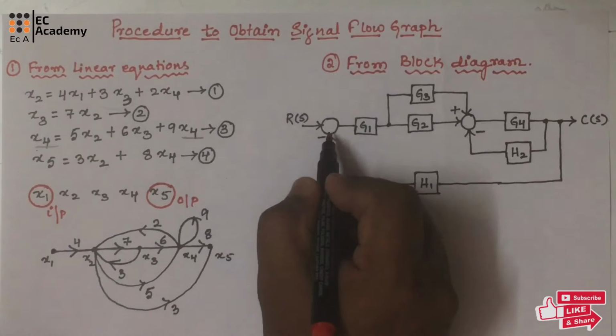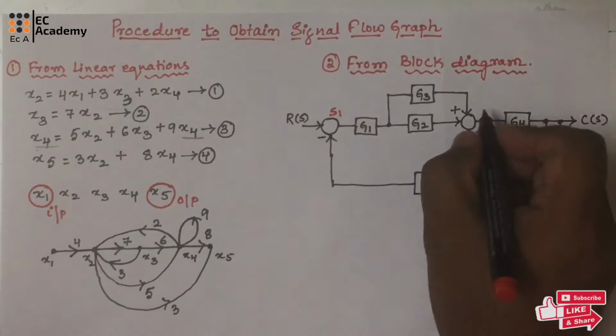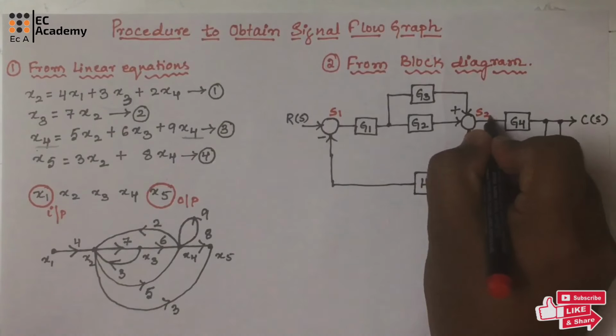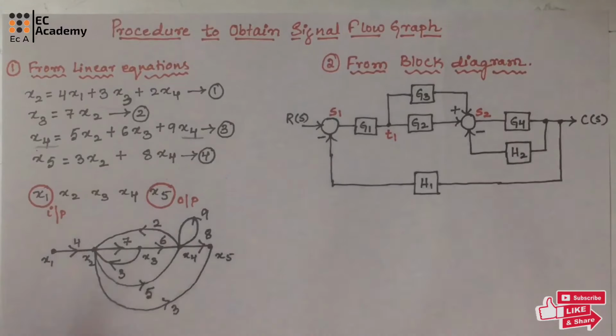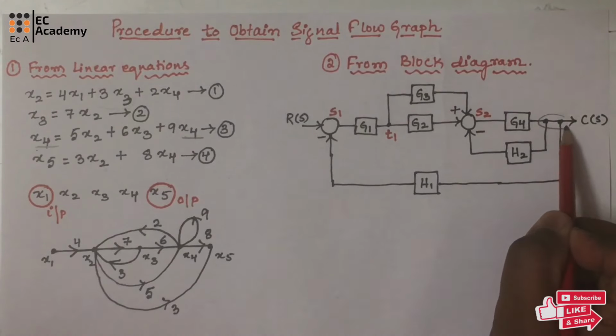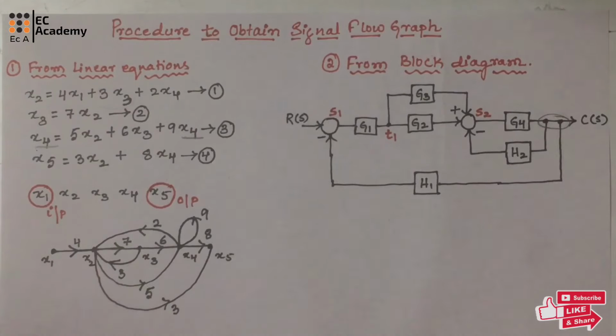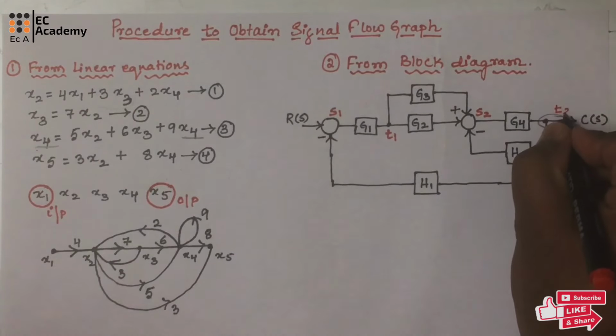So we have a summing point here. We'll name this as S1. We have one more summing point. Let us name that as S2. We have a takeoff point here. Let us name that as T1. Now we have two takeoff points side by side. We can take those two takeoff points as a single takeoff point and name that as T2.